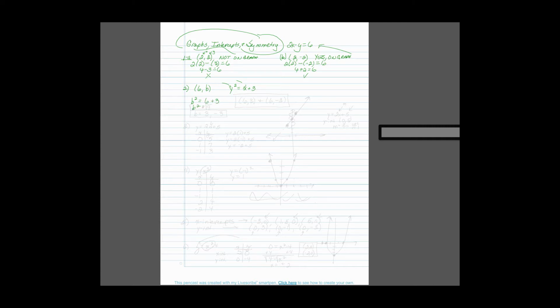So b squared equals 9. Take the square root of both sides, and b could be 3 or negative 3. So what points are on the graph? That would give us the point (6, 3) and the point (6, -3). Both of those points. It's real important that you get both the positive and the negative root when you do it that way.